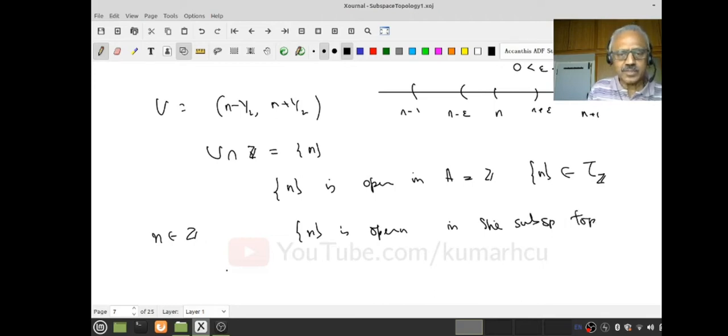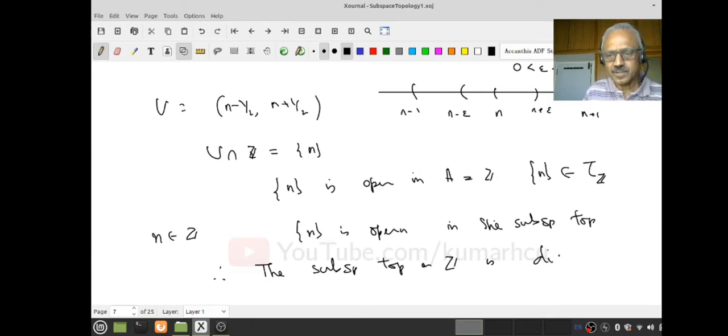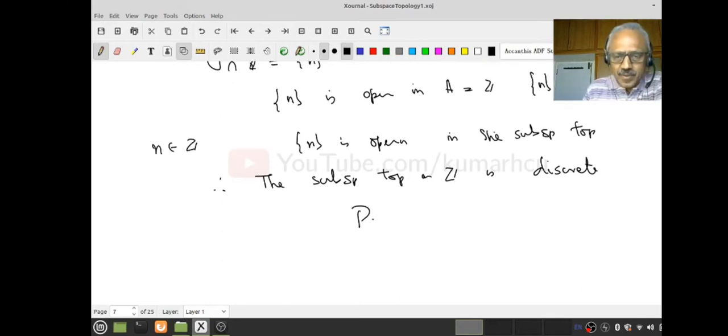Therefore, what is the topology? Therefore, the subspace topology on Z is discrete, right? So pause, review, proceed.